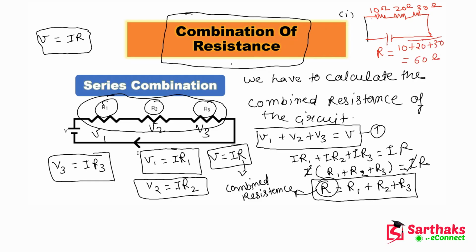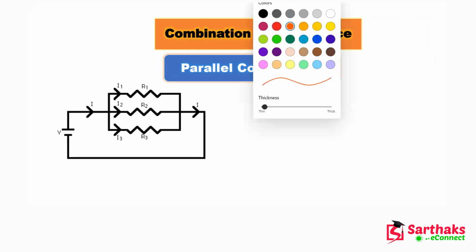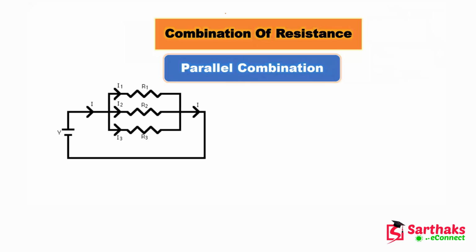So this 60 ohm is the combined resistance of this circuit. I hope you get my point. Now let's move on to the next slide, and let's try to understand the combination of resistance in a parallel circuit. This is also very important. But if we understand the combined resistance of series, then it will be easier for us to understand the combination of resistance in a parallel combination.